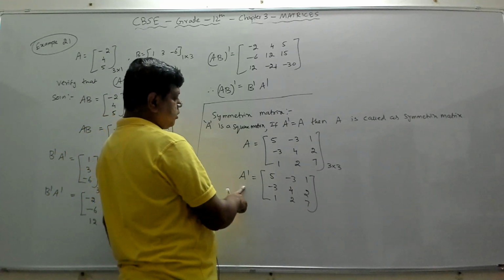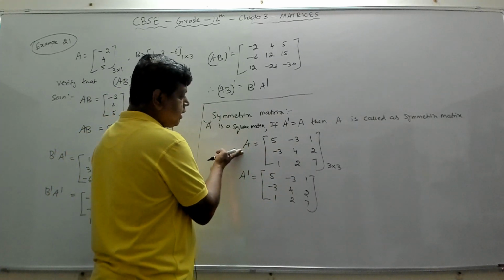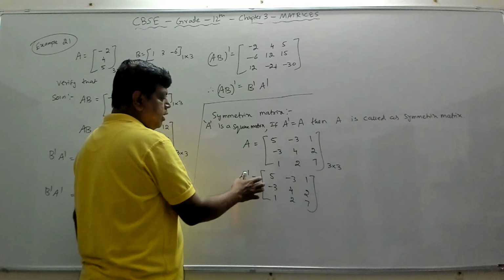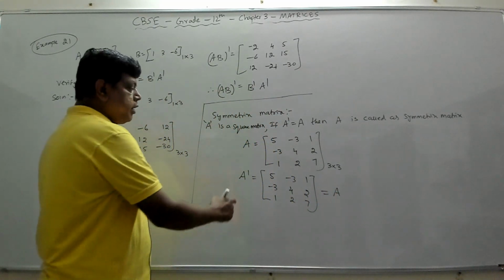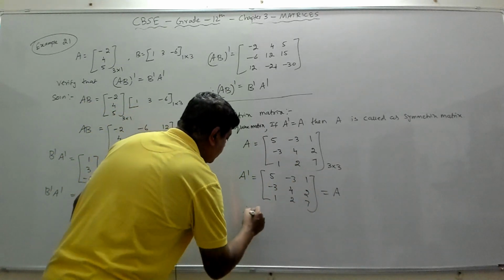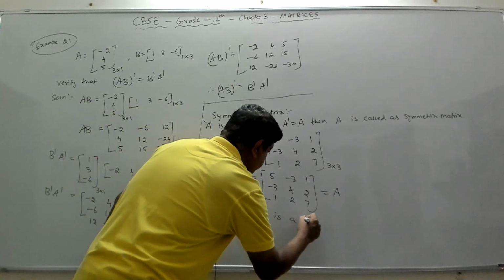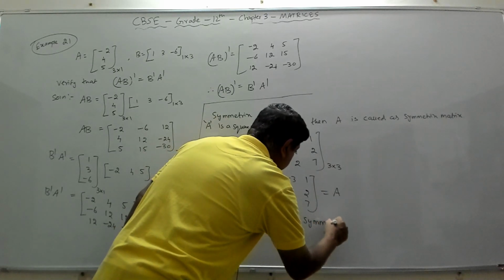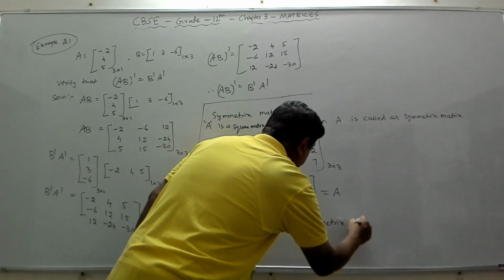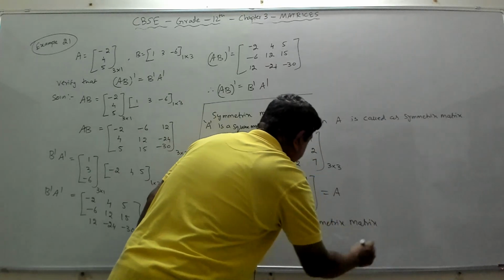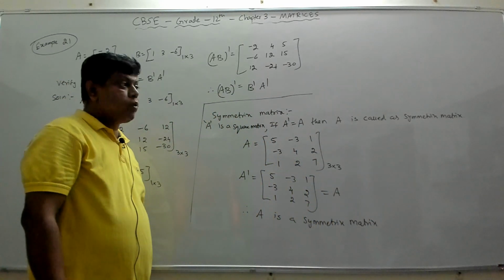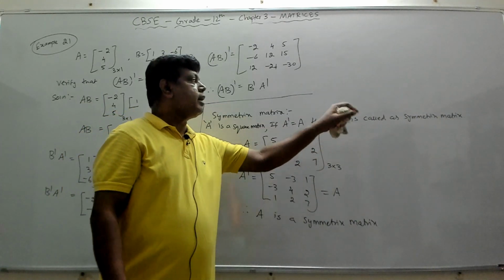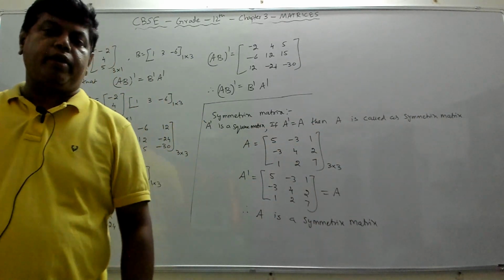I got A transpose, and this happens to be the same as A. After I took the transpose of A, A transpose is the same as A. So A transpose is equal to A. Therefore, A is a symmetric matrix. Whenever the transpose of a matrix is equal to the matrix itself, if A transpose is equal to A, then we call A a symmetric matrix.